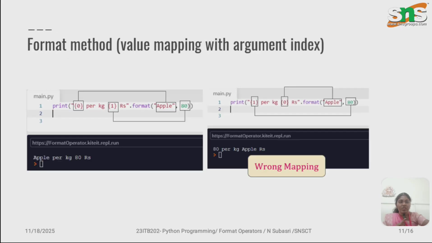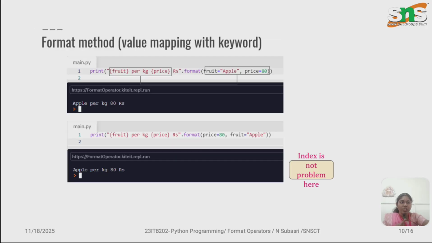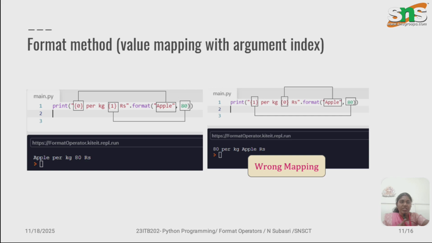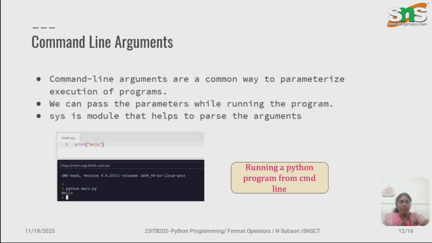And if at the beginning itself we are giving 0 and 1 instead of fruit and price, where before we had mapped the fruit name and price, and instead of that you pass some other argument, it will automatically throw an error. It will show you it is a wrong mapping.